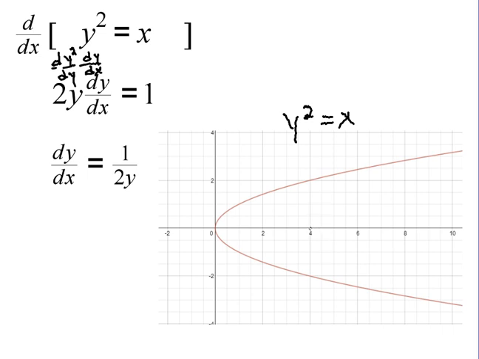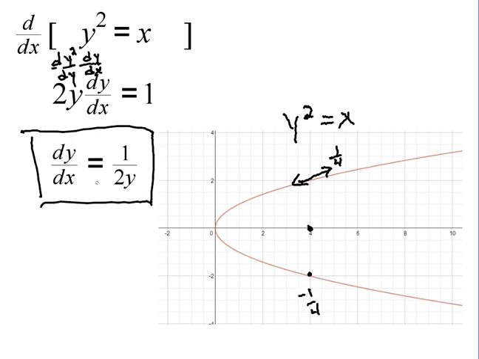So let's say, for instance, we had the x value of 4. Well, the slope of the tangent line does not depend on x. It depends on, well, which y value are we talking about? Are we talking about 2, or are we talking about negative 2? And so if you plug that in, 1 over 2 times 2 is 1 over 4, so it says the slope of the tangent line right here is a positive 1/4. But if we're talking about this point down here, then it's a negative 1/4. So this derivative right here is, in fact, very helpful for this type of implicit relationship.